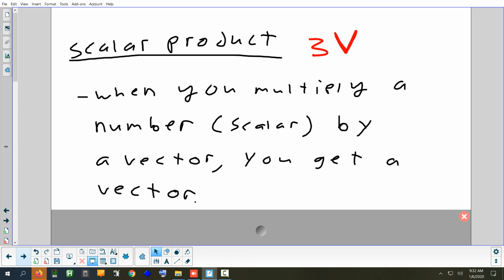Now, what would happen if you multiplied by a negative? Like, let's say I multiplied by a negative 3v. What would the negative do? Yeah? Direction. Change the direction.